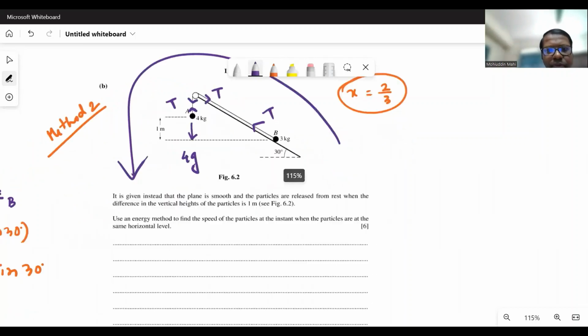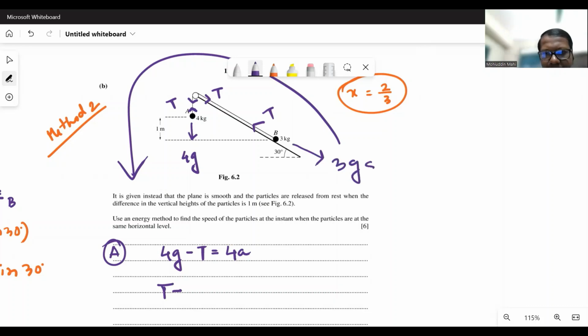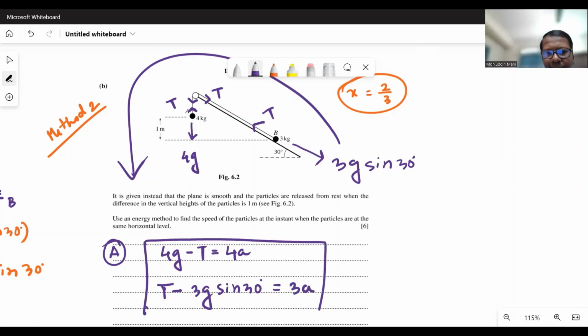All right, so for object A, 4g minus tension equals to mass into acceleration. For object B, T minus 3g sine 30 equals to 3a. Now you have to solve them simultaneously.